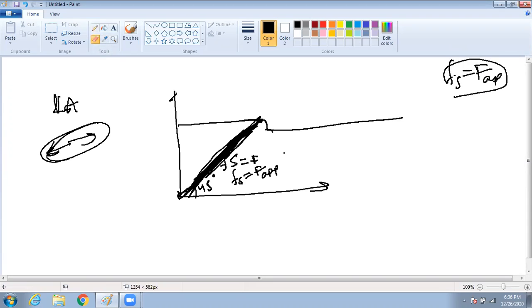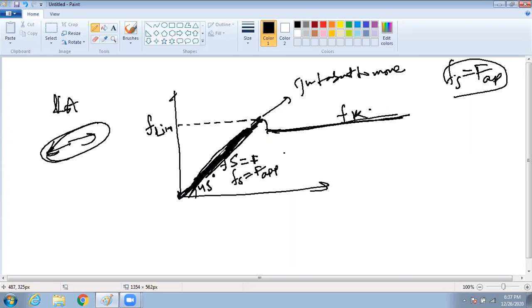That is, in dots, this is called F limiting. Understood? This part is just about to move. Clear? And this part is what? FK, kinetic friction, which is a constant.